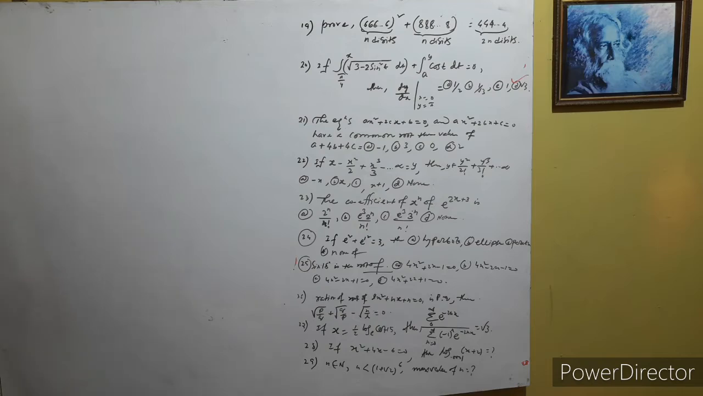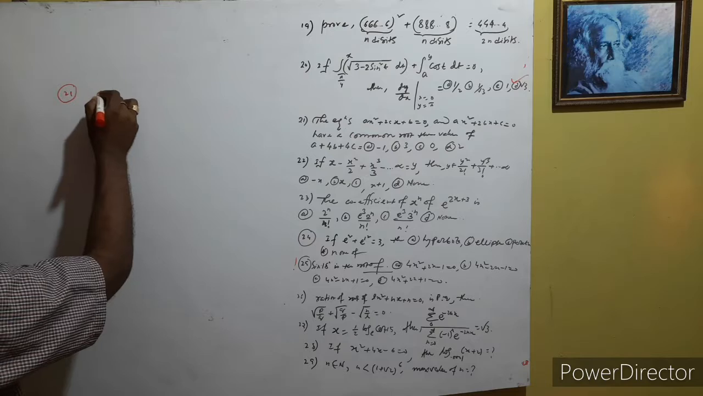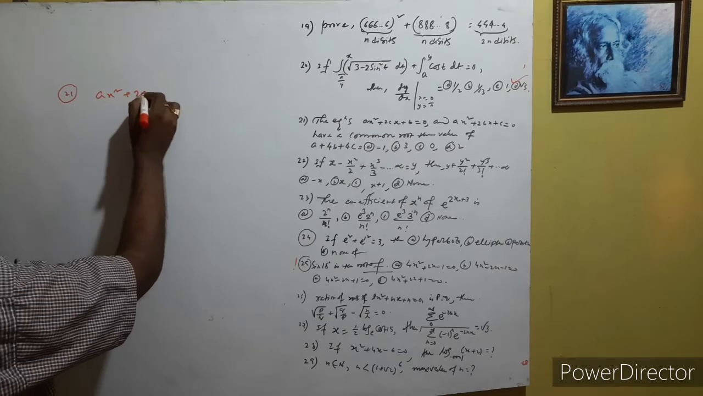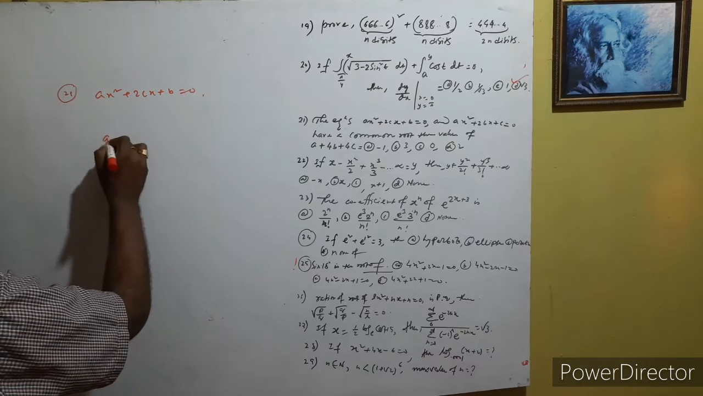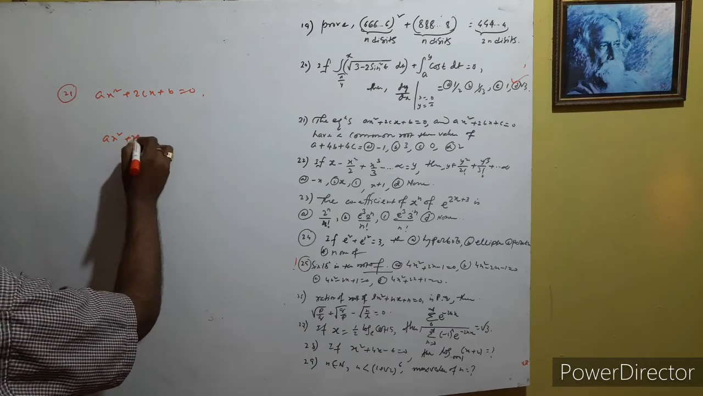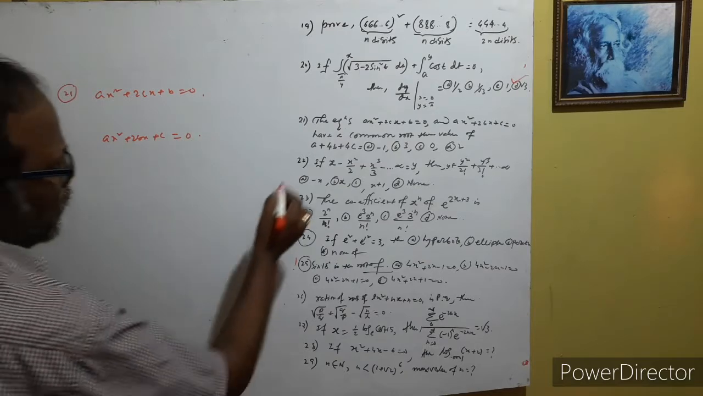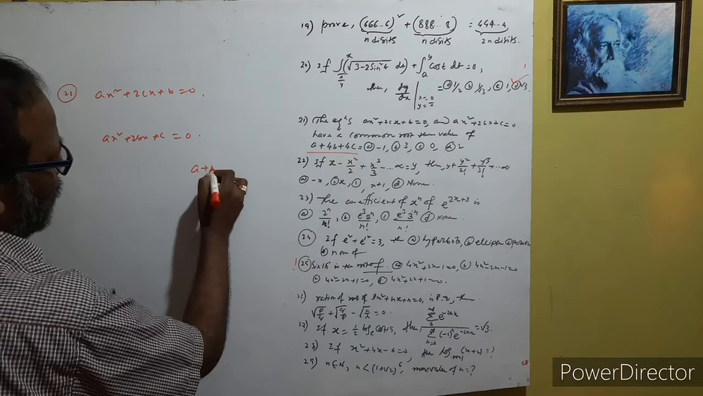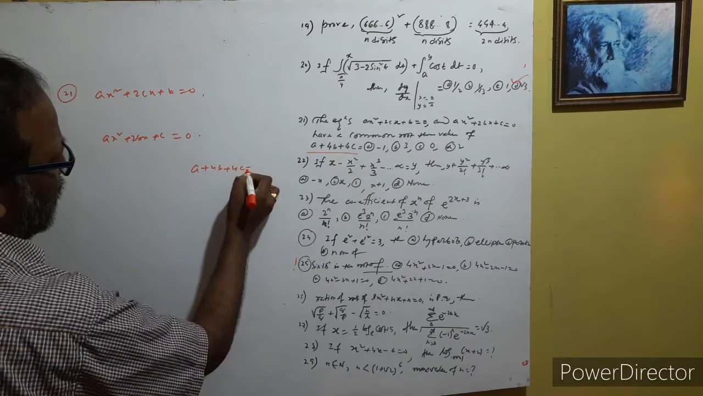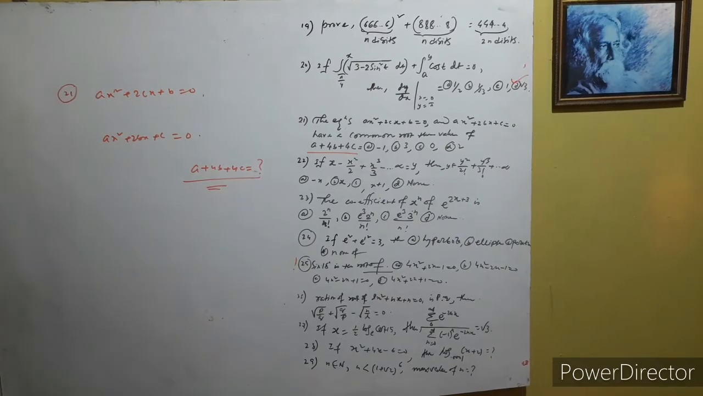21st is that this is here: ax square plus 2cx plus b equal to 0. Another is ax square plus 2bx plus c equal to 0. So the question is we have to show a plus 4b plus 4c equal to 0. We have to find this.